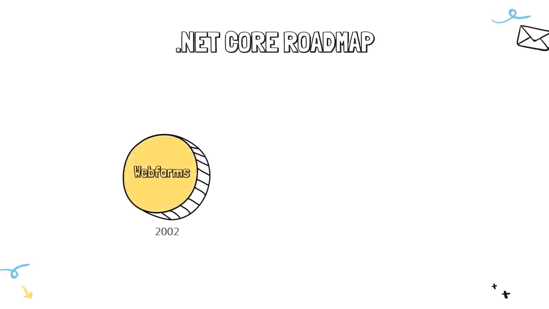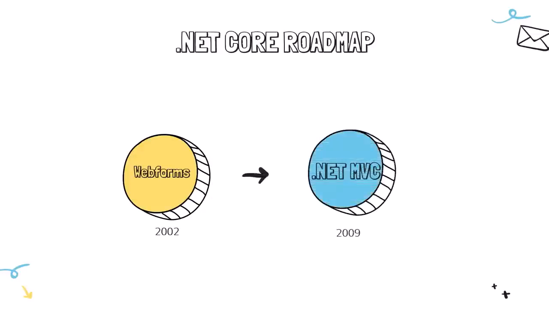Let me walk you guys through the journey of .NET Core in this video. .NET Core is probably the biggest change the .NET programming language has encountered. In 2002, Microsoft introduced web forms, and that was a revolution at that time. But web forms had its own drawbacks, and there was a need to overcome all of them. Because of that, the .NET team came up with a new architecture, which was .NET MVC.